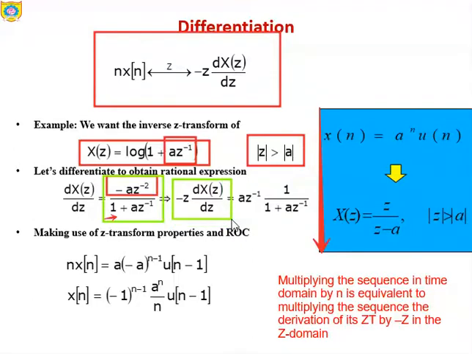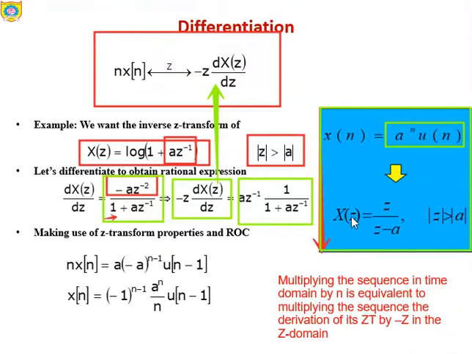So minus z d by dz of X of z represents the right hand side of the equation of the differentiation property. It will result in the equation entered over here as az inverse into 1 upon 1 plus az inverse. Now to compare with the property provided as a shaded portion, this property tells us that a raised to n u of n will give the z transform as z by z minus a. If someone assumes the value of a as negative, then this will become z by z plus a, and the ROC will be mod z greater than mod a, obviously.